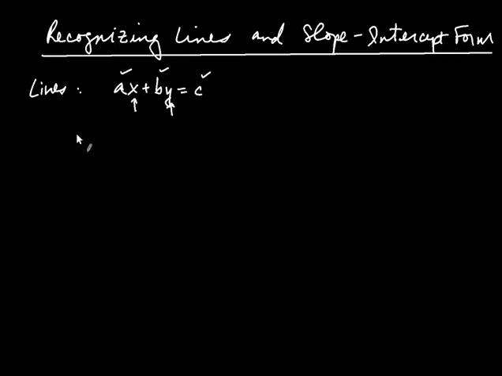So for example, this would be a line. 2x plus 3y is equal to 6. Okay, so I see it's addition or subtraction separating the x and the y, and the exponents on the x and the y are simply 1. So this is a line. Now let me give you some examples of things that are not lines. That's kind of just as helpful to see.